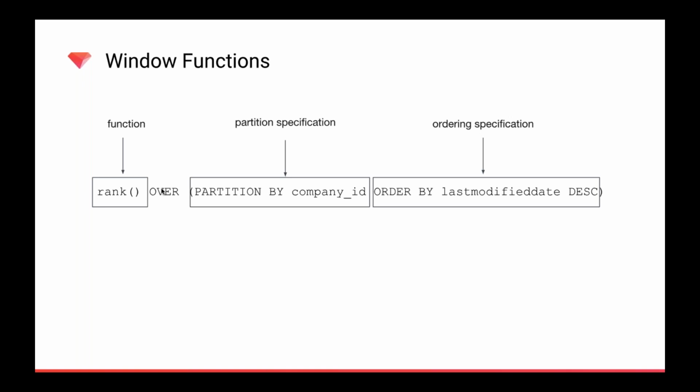And then the second part of a window function is the partition specification. So this is where we define the unit across which the function will run. So we're going to use company ID because we want to rank over companies. We want to know the order in which we received each new value for company state. And lastly, there's ordering specification. That's where we give the function a field on which to order the records before ranking them.